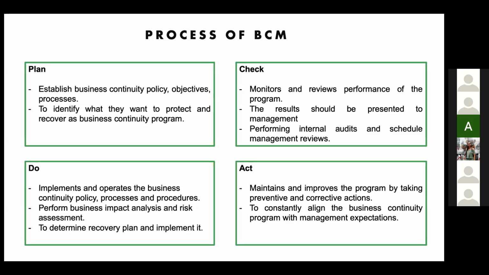The last is ACT. The ACT process maintains and improves the program by taking preventative and corrective actions based on the results of the management review. This includes updating and maintaining the corrective actions or preventative actions as well as ensuring continuous improvement of the business program in order to constantly align the business continuity program to management expectations.